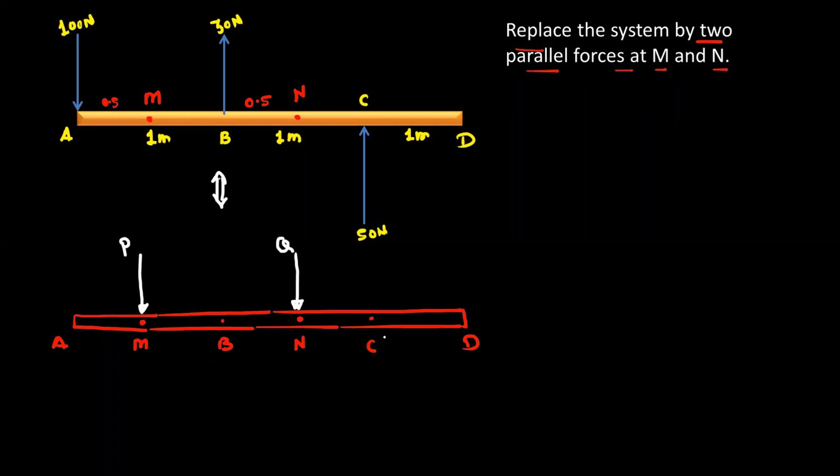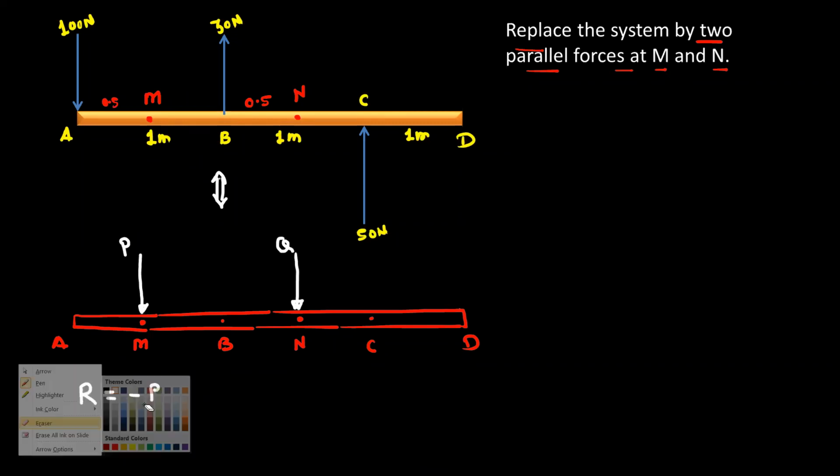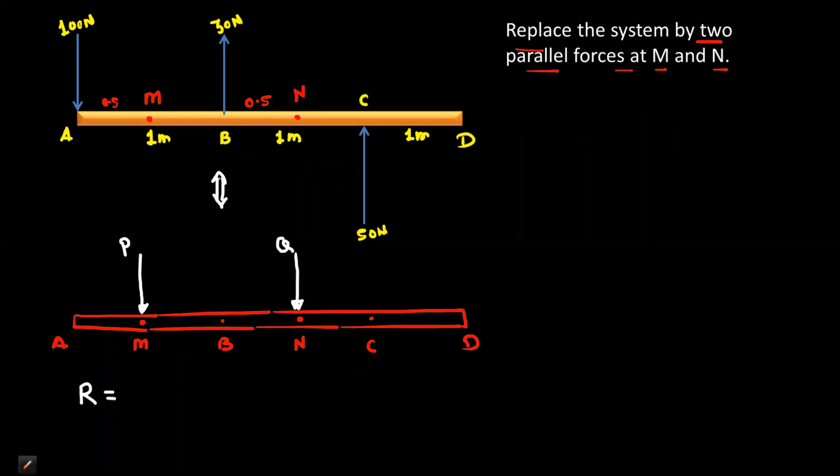So for this new system, if you write the equation for resultant, what is the resultant? There are only two forces, P and Q, and both are acting in the downward direction. So minus P. So the equation will be R is equal to summation Fy. Okay, so this is the general formula. So summation Fy means minus P and minus Q.